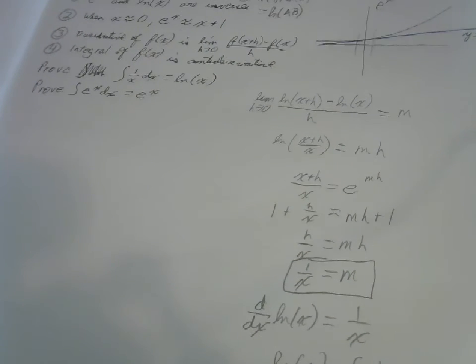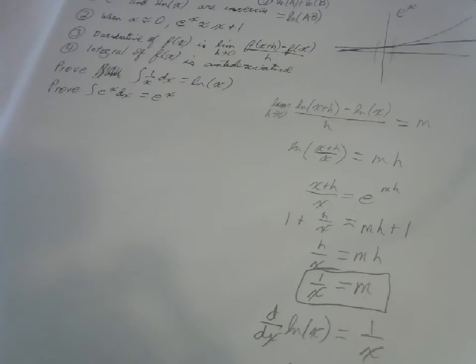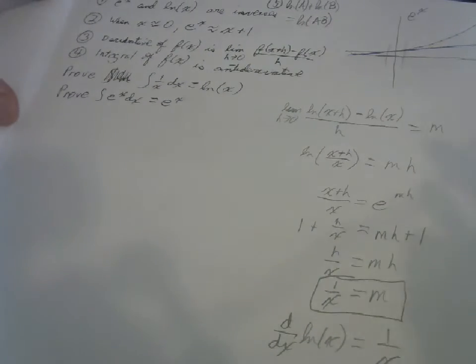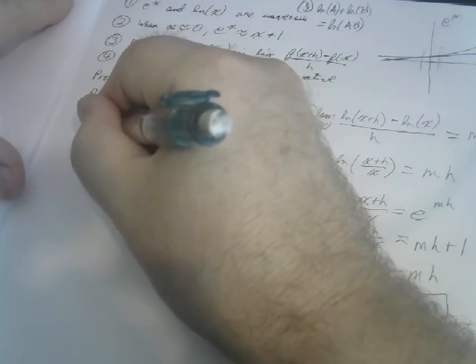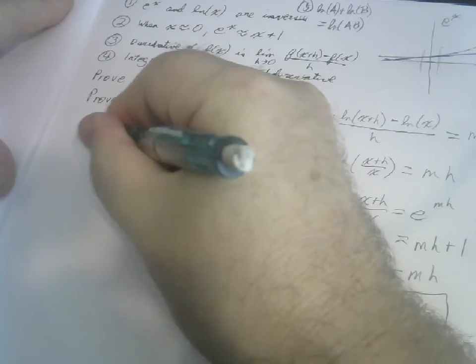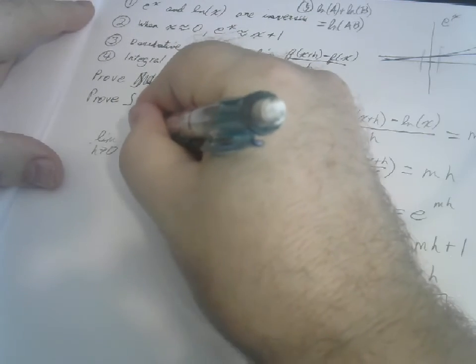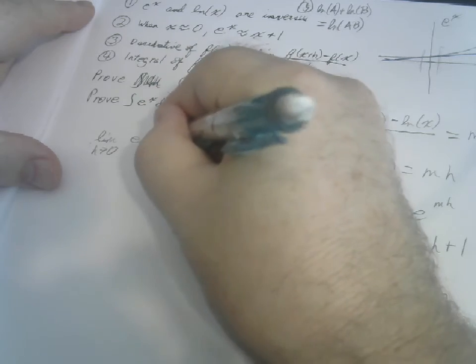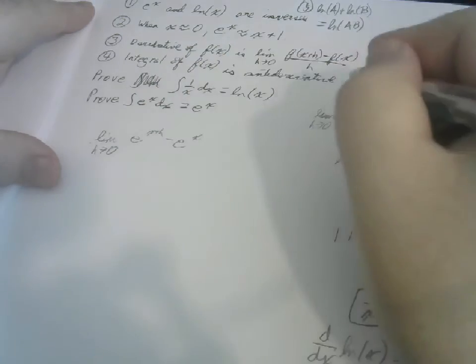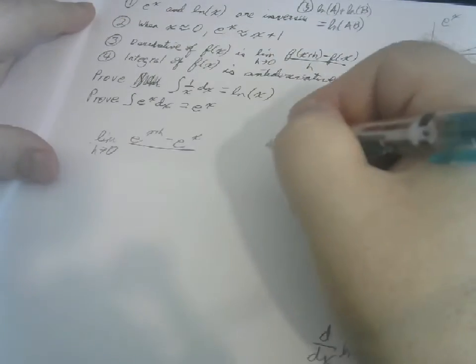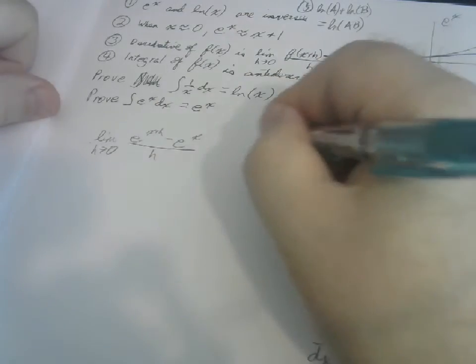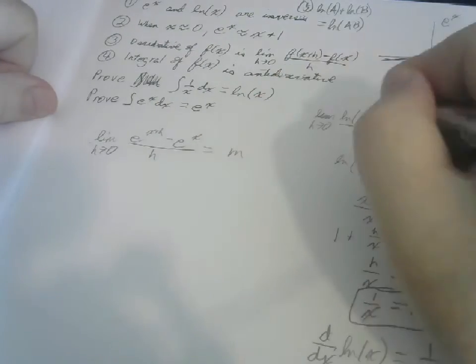Now I'd like to prove that the integral of e to the x is equal to e to the x. This time I'm going to once again take the derivative. The derivative is going to be the limit as h approaches 0 of e to the x plus h minus e to the x over h, and that's going to be our slope now.